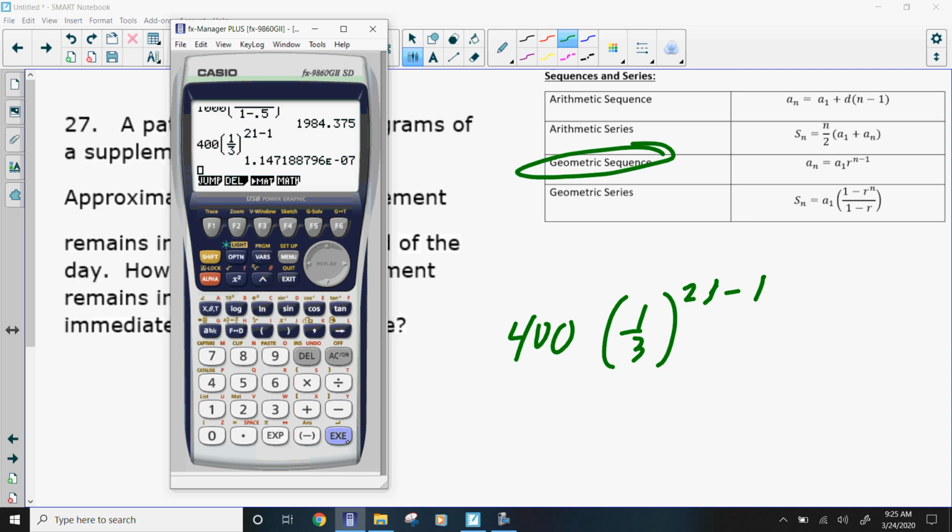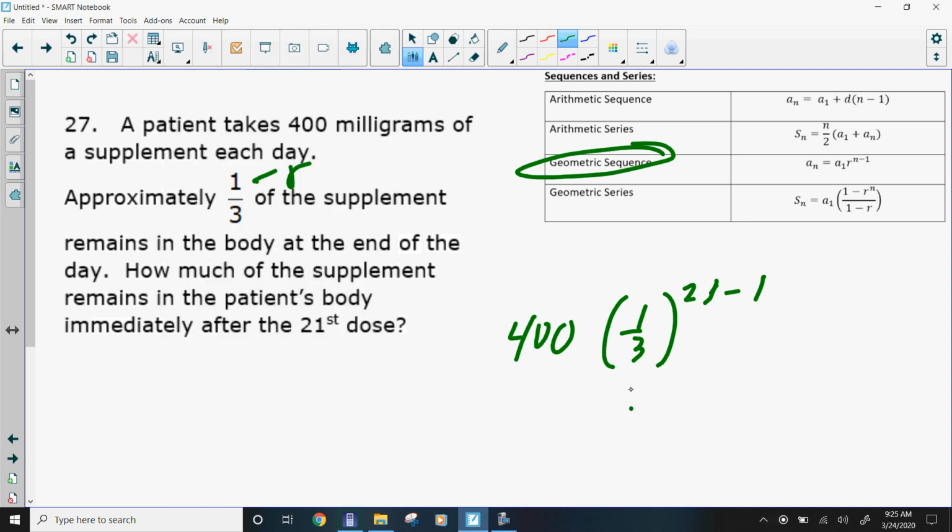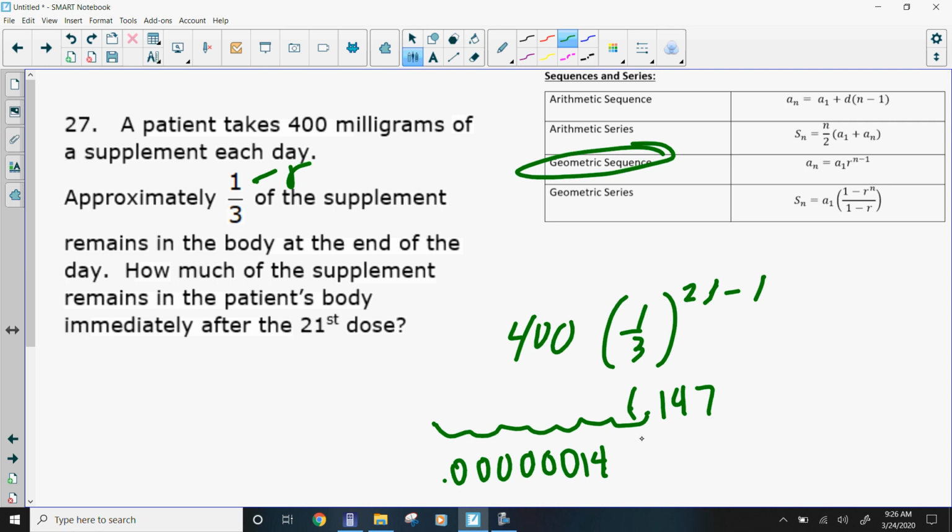And again, I don't think this is going to let me change. Yeah, we're going to have to just leave it as a decimal. So that's a little amount. Well, I got 1.147, and it was e to the negative 7. So we go 1, 2, 3, 4, 5, 6, 7, which gives us six zeros. And then 1, not point anymore because the point's right here. And that's how much is left. And that looks like milligrams again.